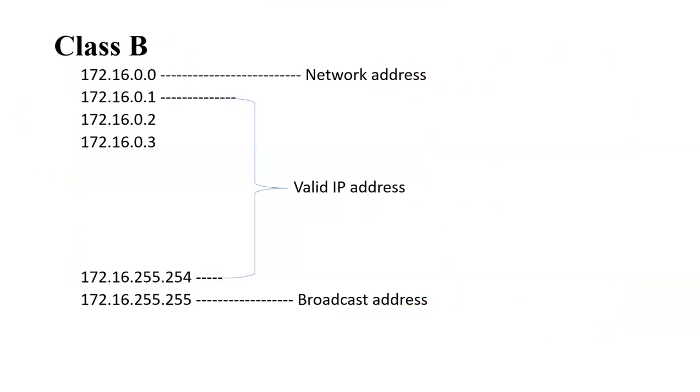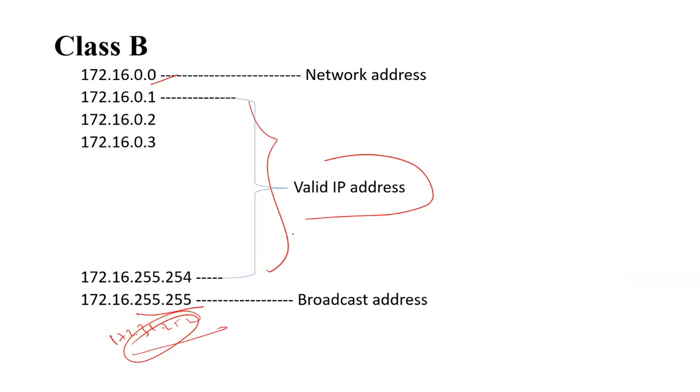From class B, what's the subnet we have? That is 172.16.0.0 to 172.31.255.255. Here I'm not mentioning everything, just some subnet. Here the network address is the starting address, and the broadcast address is the last address. Between the addresses, those are called valid addresses.